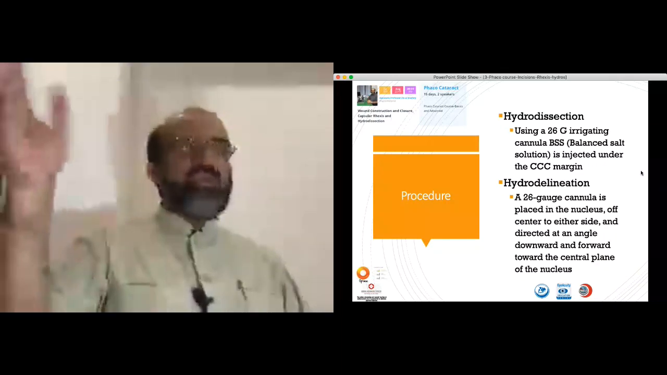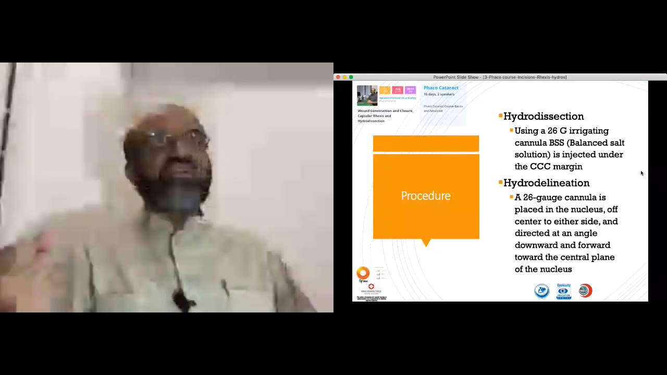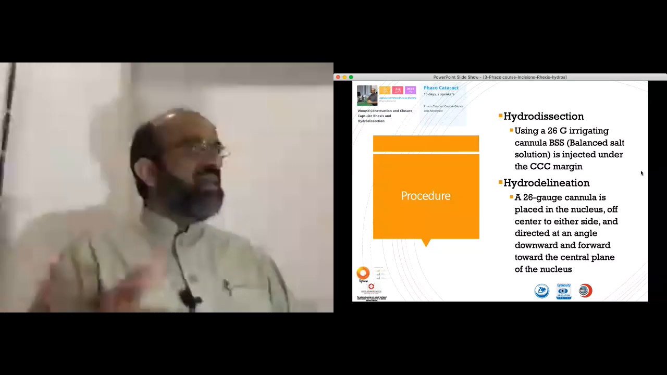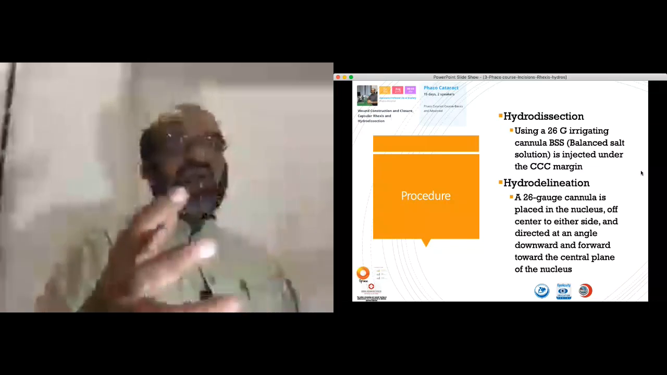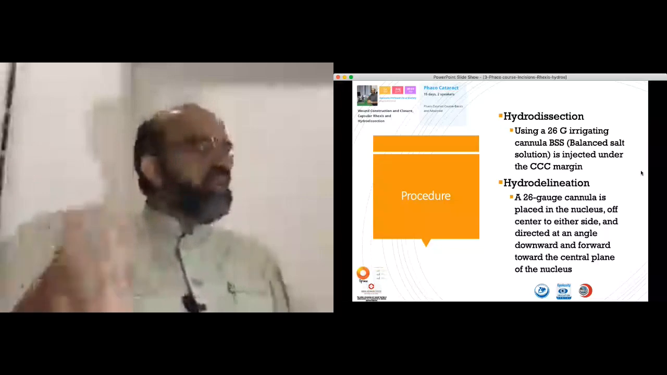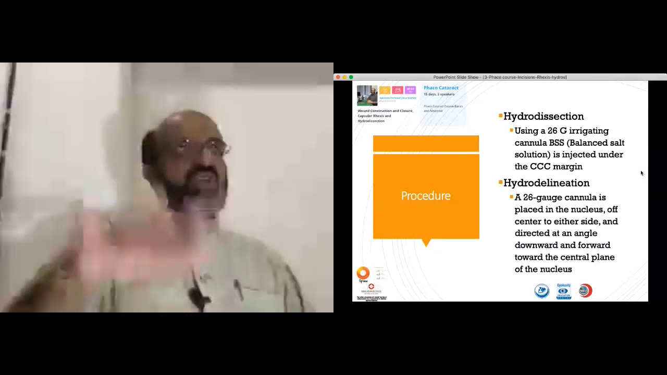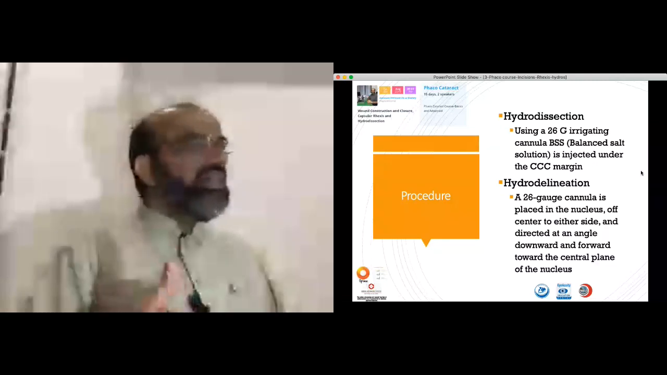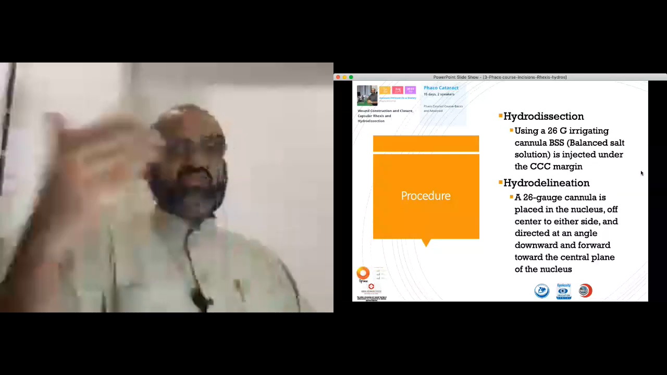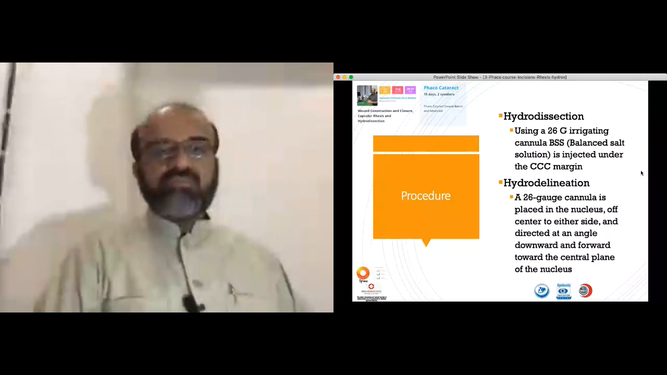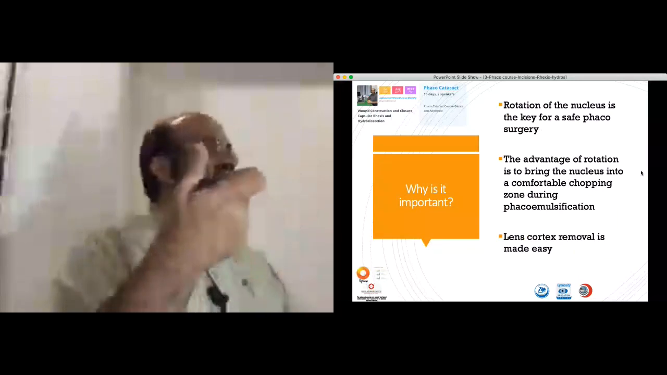Once we have hydrodissection, it's incremental, so don't try to do it at a single place. After the first injection of about a quarter or half cc of fluid, just tap the nucleus so that if there is any fluid imbibed behind the capsule, any pocket formed, it should come up and the eye should be soft again before you inject the second wave of fluid at some other place. At 2-3 places we complete the hydrodissection and then we come to the hydrodelineation. In hydrodelineation, we just dip the needle into the cortical substance and try to separate the nucleus from the cortex. The principle is the same: 2-3 places, incremental.